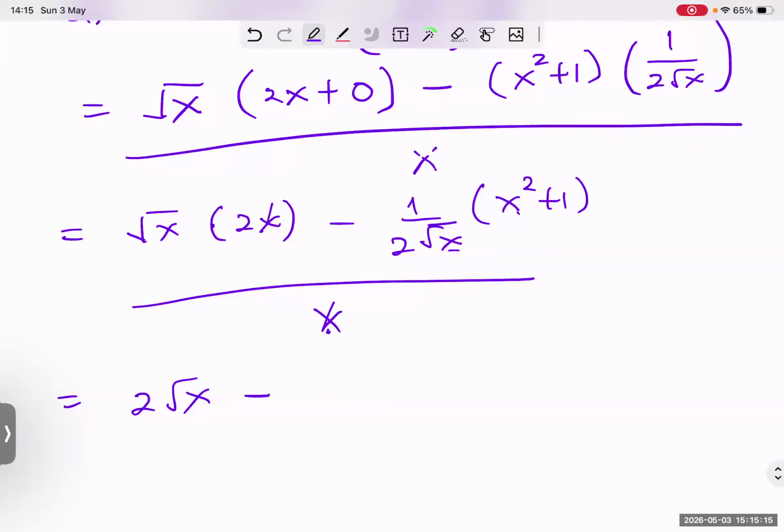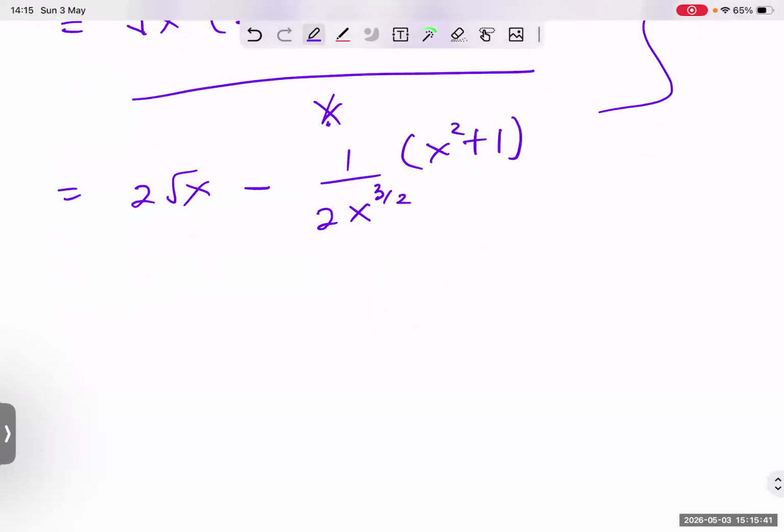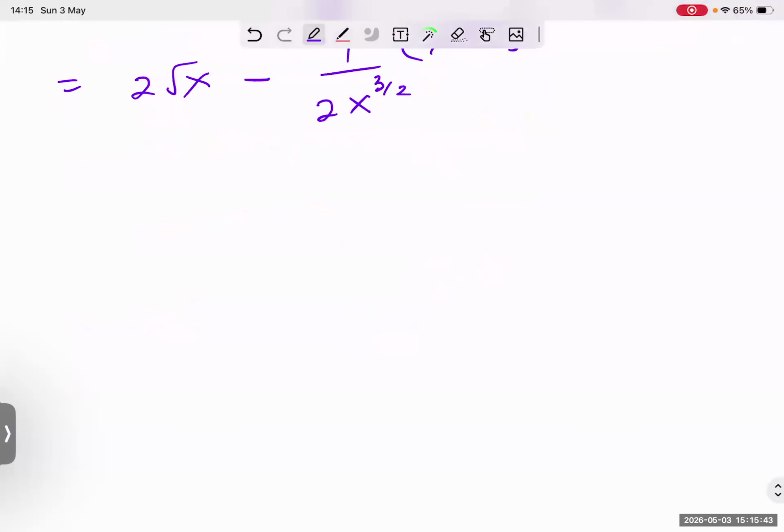So this is minus, well, we cannot cancel. We'll have 1 over 2 x to the power 3 on 2 times x squared plus 1. And that is our answer if we decide to simplify a little bit, or you can leave your answer once you get to this point here. Last one, and then we'll move on.